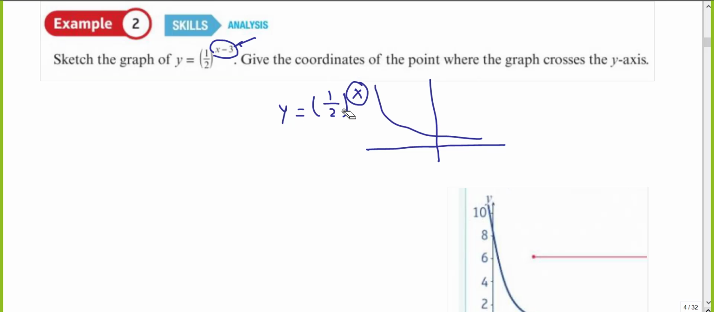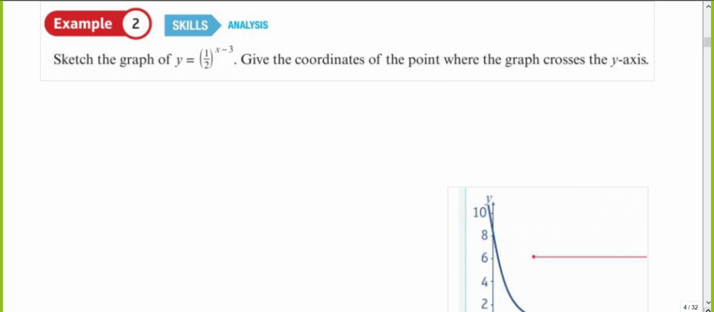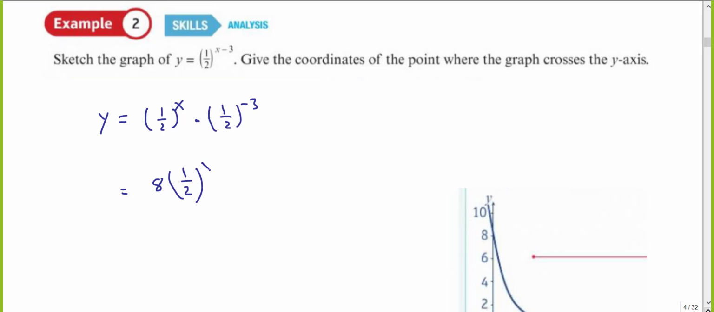So what to do يا آدم? Split the power. يعني do it this way. Pay attention please. يعني you will do y equal half power x times half power negative 3. So this will be 8. Half to the power negative 3 is 8. And here you have half power x. So this is also a decay, but there is 8 here.